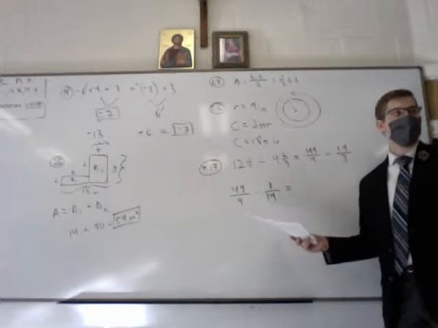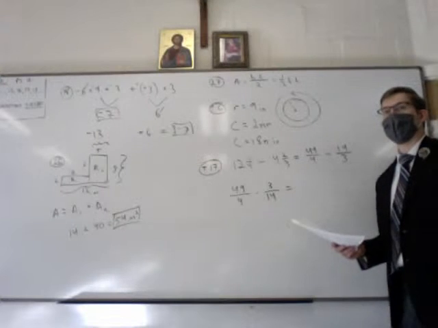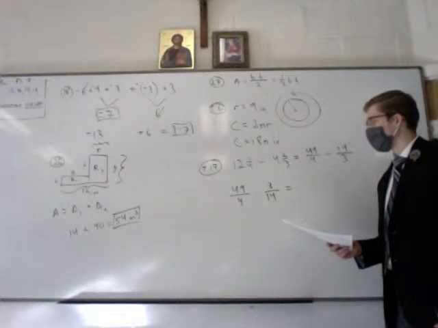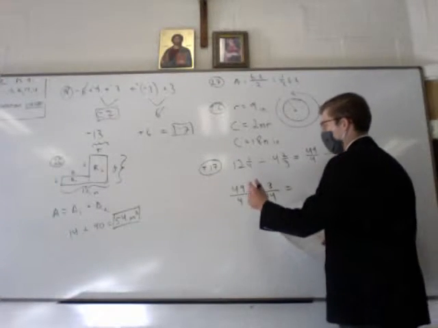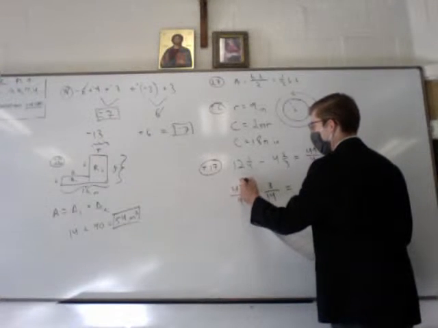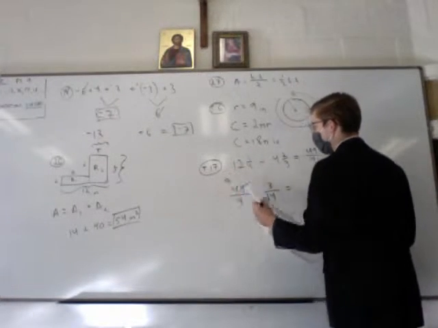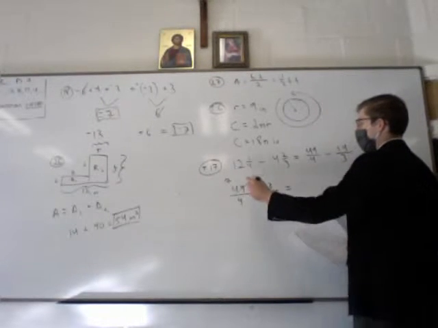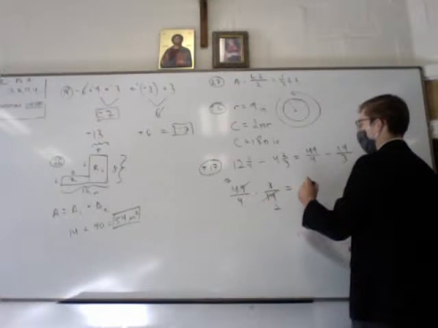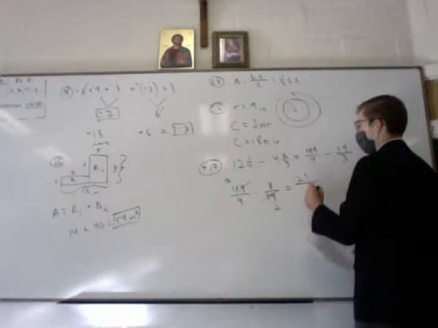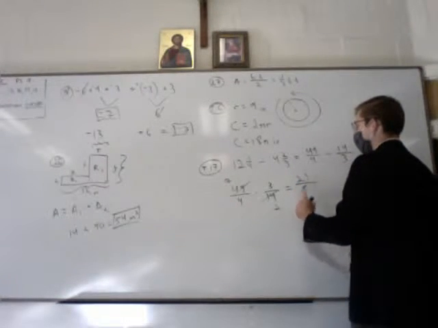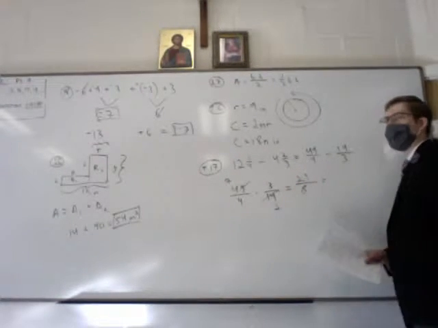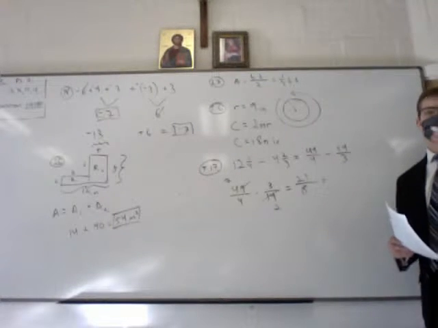Can we simplify before we multiply these? What can we do? 7 goes into 49 7 times, and it goes into 14 2 times. All right. 7 times 3 on top is? 1. All right. 4 times 2 on the bottom is? 8. Yep. You can leave it like that, or you can change it to an improper fraction, in which case it'll be what?